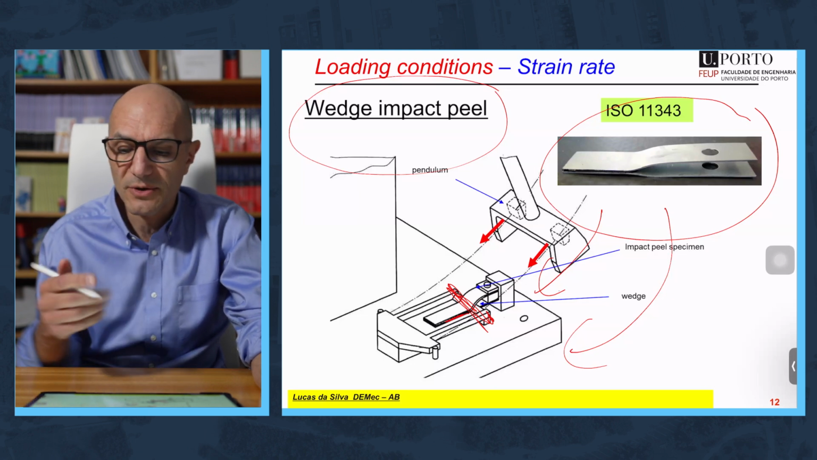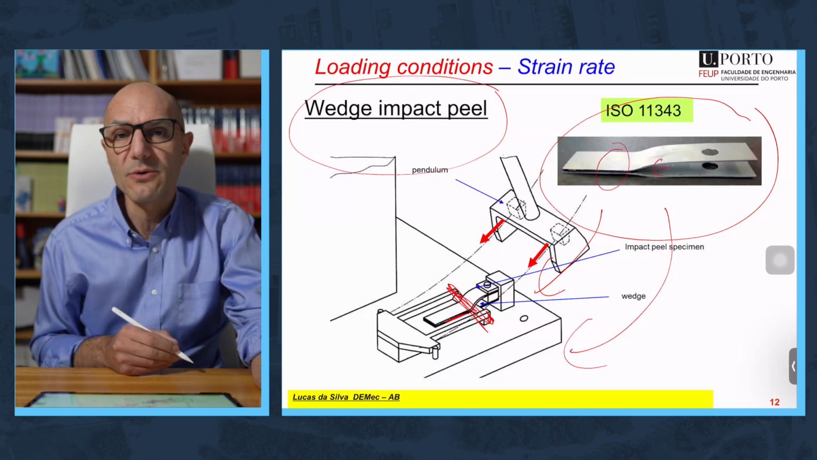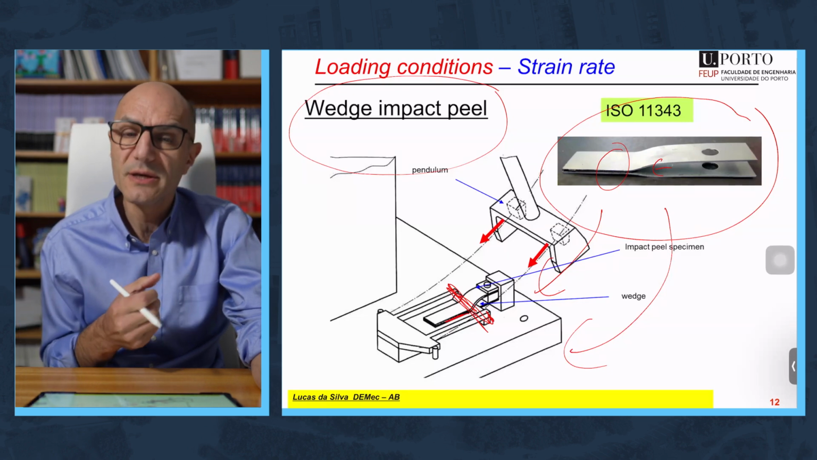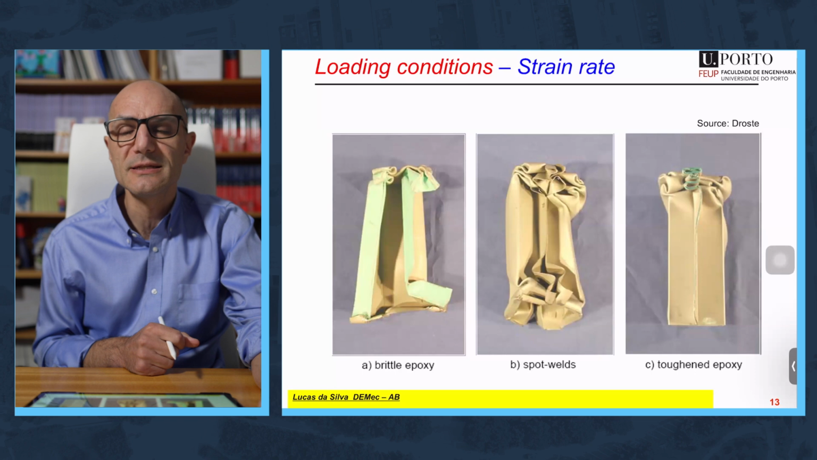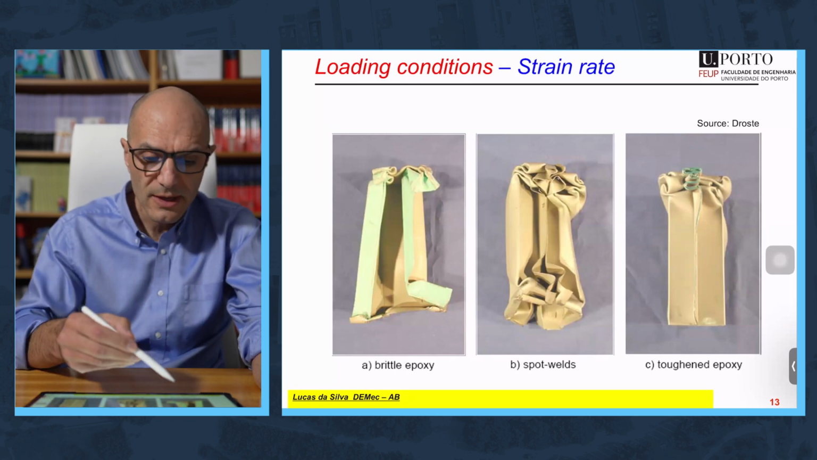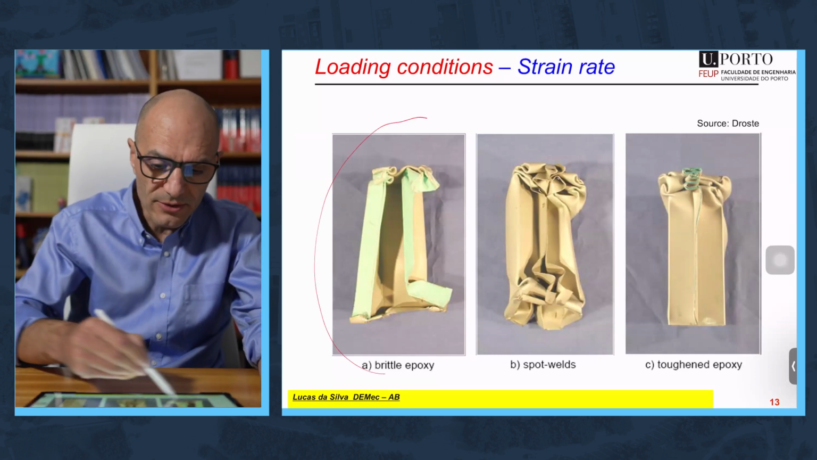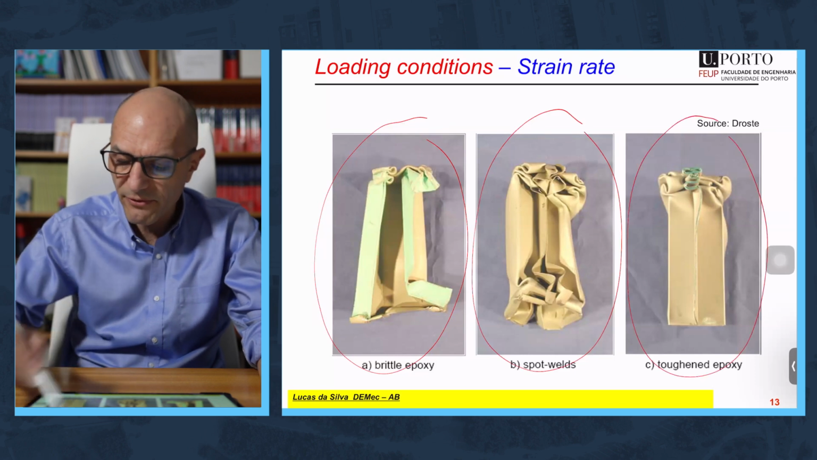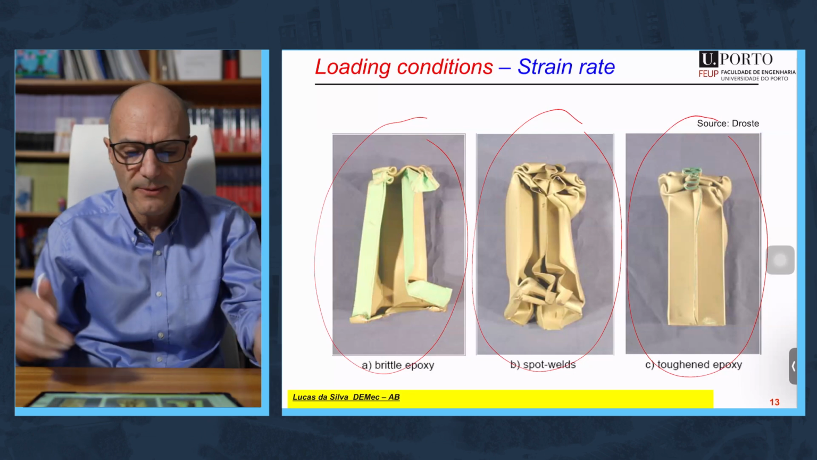Not only the adhesive, actually, because when you have an impact here, the metal also will deform plastically. In fact, what absorbs most of the energy is the plastic deformation of the metal. And this is clearly seen in this picture. You have here three different situations. It's a tubular specimen, bonded. You have here the use of a brittle epoxy, the use of spot welds, and the use of a toughened epoxy. The geometry is exactly the same, the loading, and it's an impact, it's exactly the same.